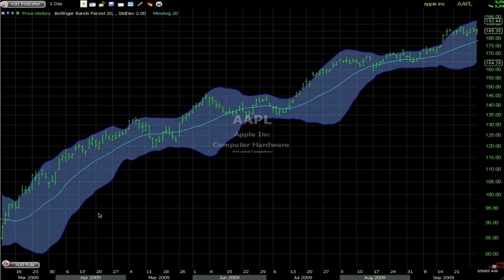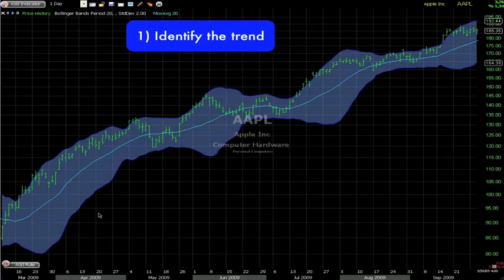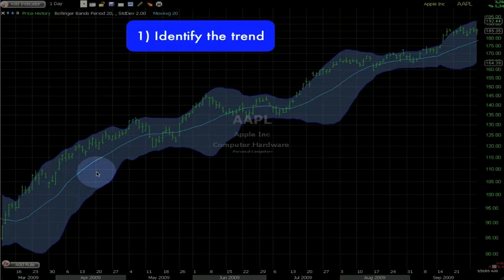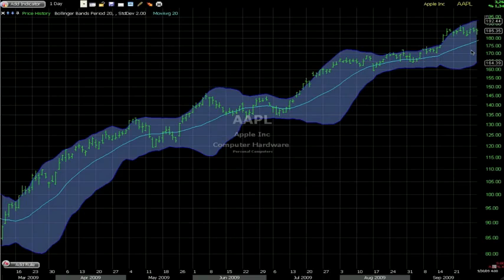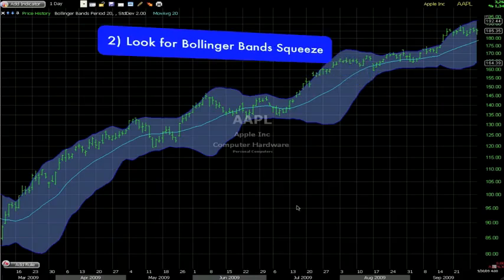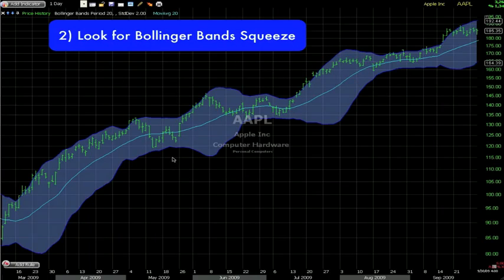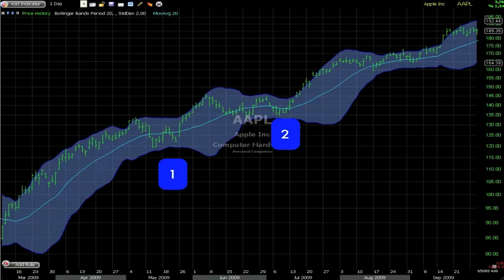Here's a great Bollinger Band setup for breakout traders. It works well on intraday charts and on daily charts. First I want to identify the trend. I can see that the MA is upsloping and I see that price is staying relatively above it, so the trend is up, meaning I will only take long plays. Second, I'm going to look for a Bollinger Band squeeze. That's when the bands contract. We've got one here, a second one here, and a third one here.